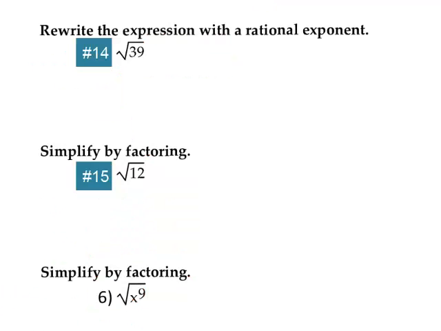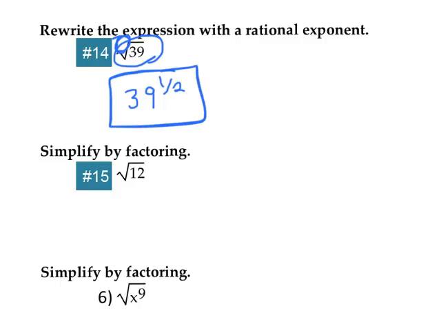This one is kind of the opposite. This one says rewrite the expression with a rational exponent. Since this is a square root, because there's not a number right here, then that means we would say this is 39 to the 1/2 power. Then that's all it wants us to do, so that's the answer.